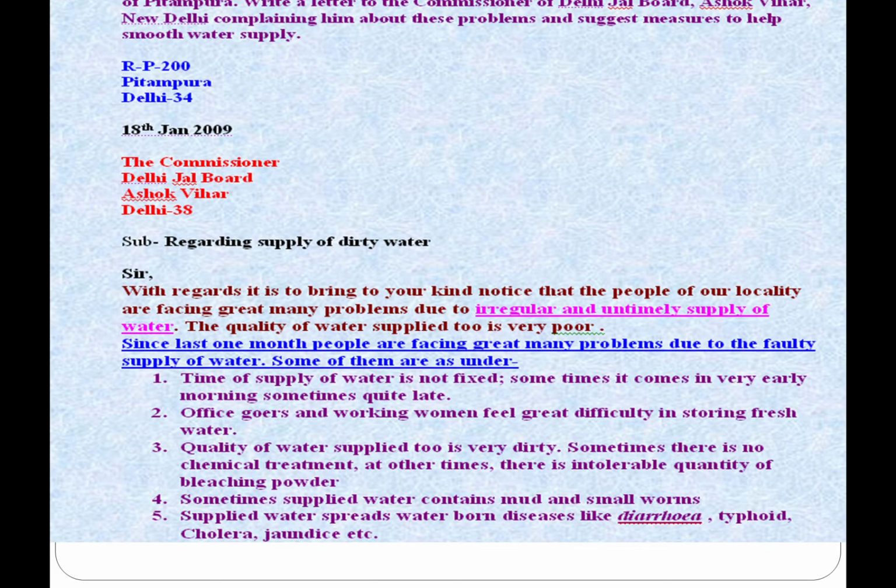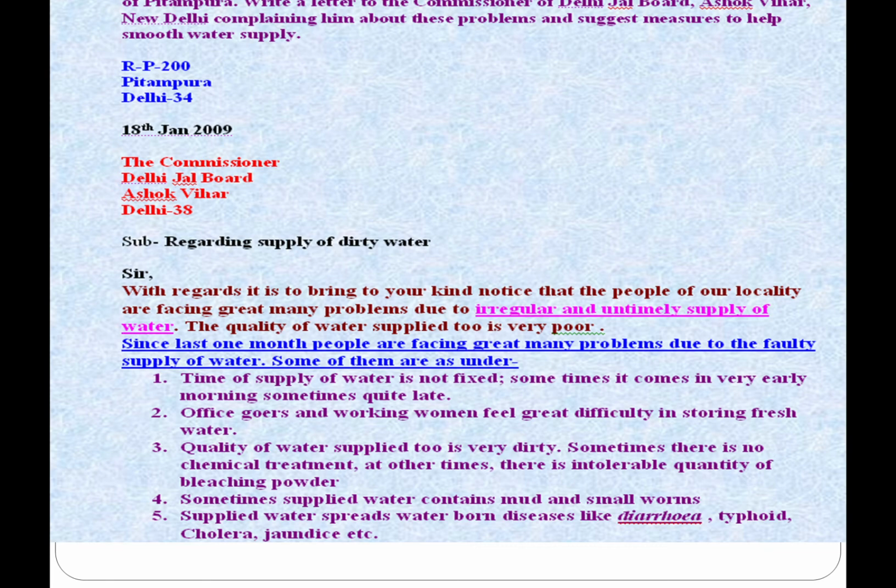The quality of water supplied too is very poor. Since last 1 month, people are facing great many problems due to the faulty supply of water. Some of them are as under. Time of supply of water is not fixed. Sometimes it comes in very early morning, sometimes quite late.